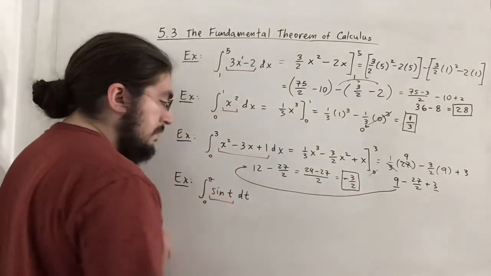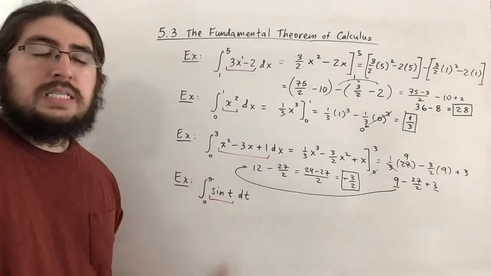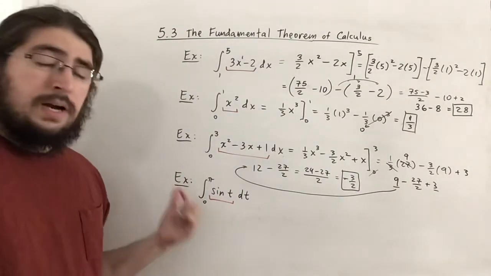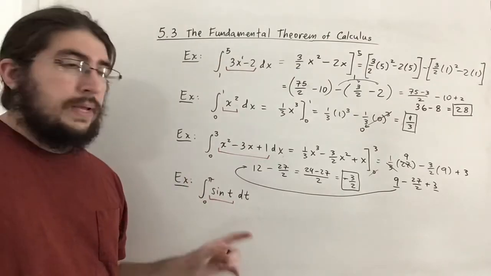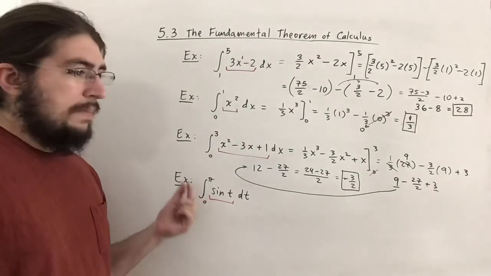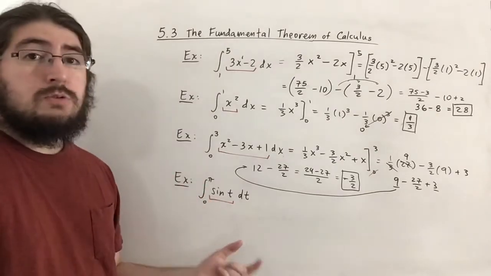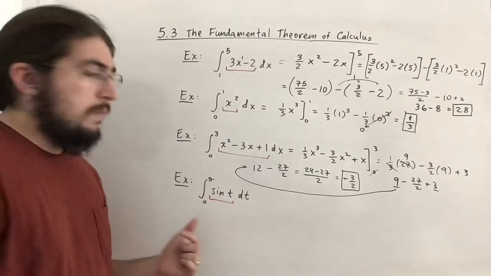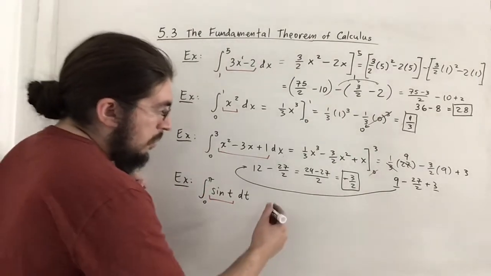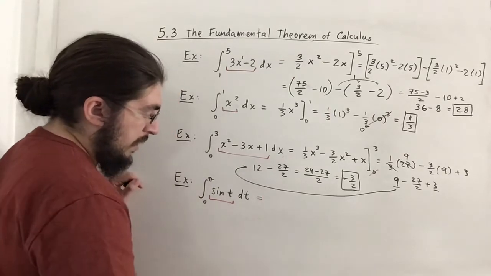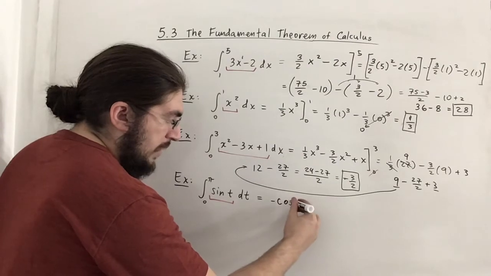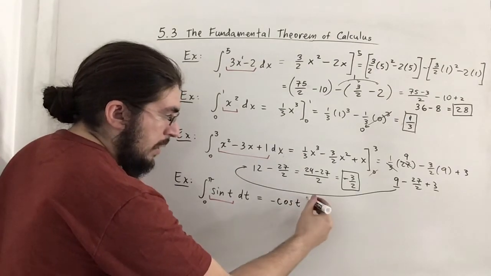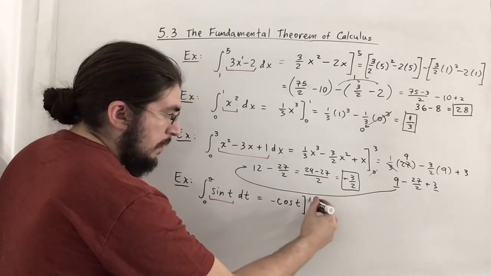Awesome. Now this one we haven't seen before, and honestly I don't think we were really able to do this by any non-calculus means. This one I think is the first example of a result that we can only do using the fundamental theorem. So here we're going to get the following. Antiderivative of sine of t is negative cosine of t. Evaluate between the limits 0 and pi.